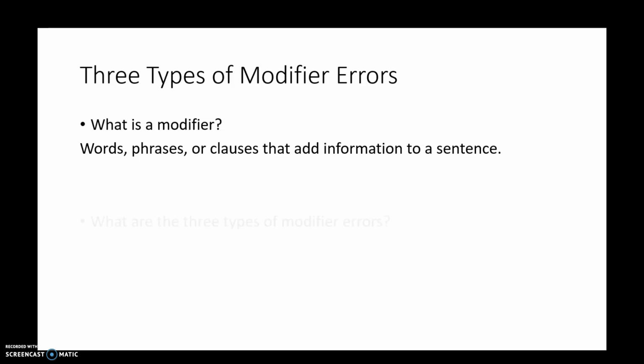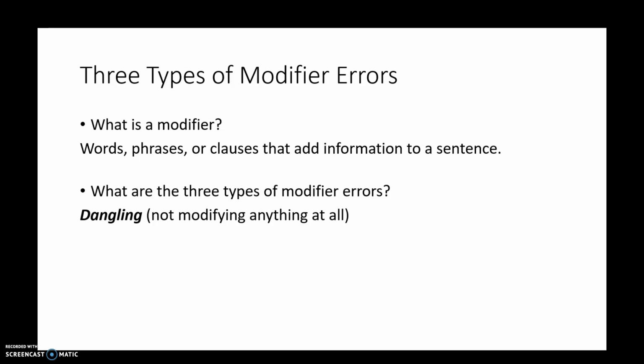There are several different kinds of modifier errors. There are three main types. The first kind is the dangling modifier. This is when you have a word, a phrase, or a clause as part of your sentence that actually doesn't refer to anything in the sentence.